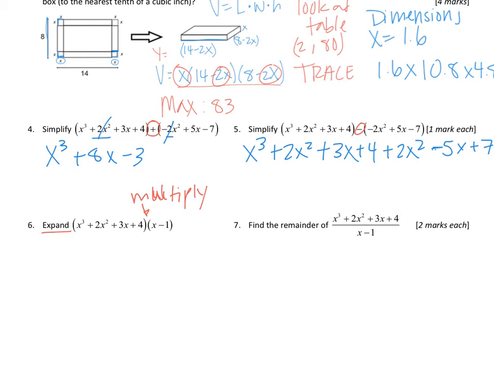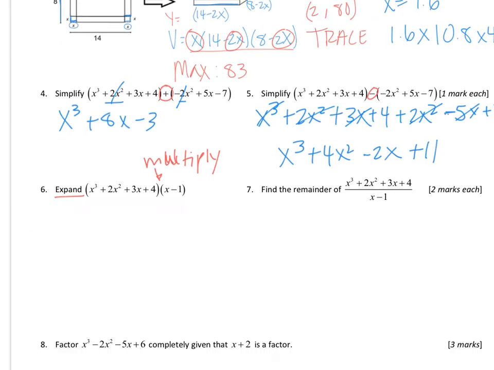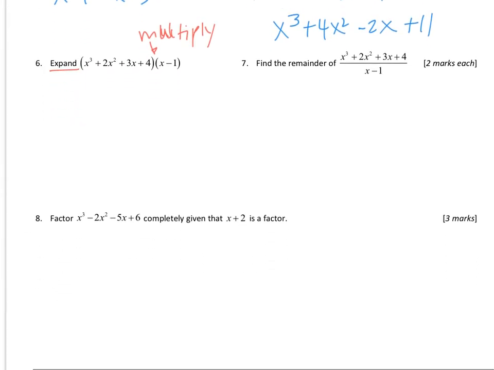So now I'm going to combine the like terms. X cubed, 2x squared and 2x squared become 4x squared. 3x minus 5x is negative 2x. And 4 plus 7 is positive 11. All right, so that's adding and subtracting. Down below here, we've got multiplying and dividing.